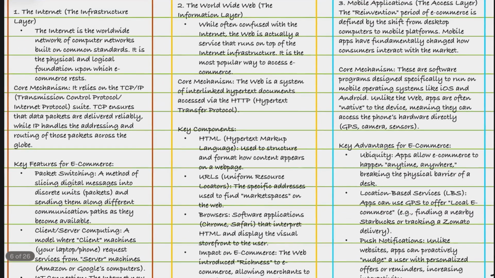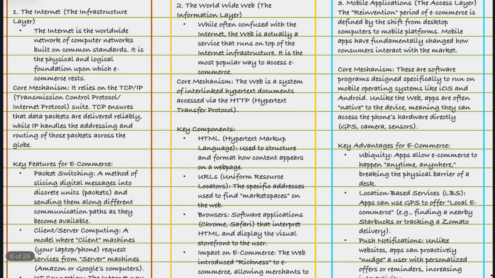So first is the internet. Internet is the infrastructure layer. Think of internet as a massive worldwide network of physical highways, bridges, tunnels, and traffic lights. So it is a raw physical and logical foundation of basically everything. Without this highway system, no data can travel and no e-commerce can exist. Alright, so it is the foundation of e-commerce.